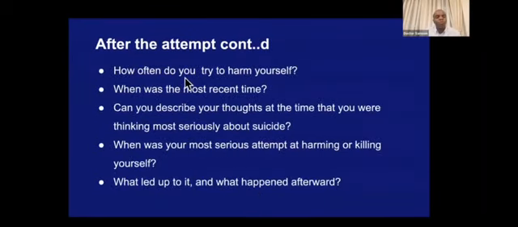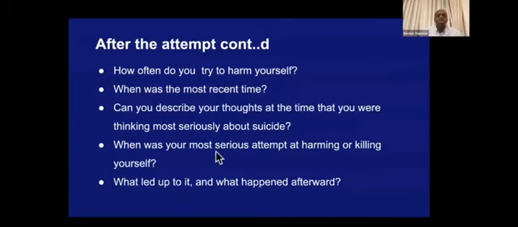How often do you try to harm yourself? Has this happened before? If yes, how many times in the past has it happened? And can you tell me about those incidences? When was the most recent time? Can you describe your thoughts at the time that you were thinking most seriously about suicide?